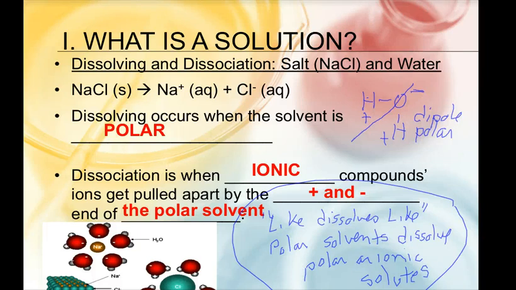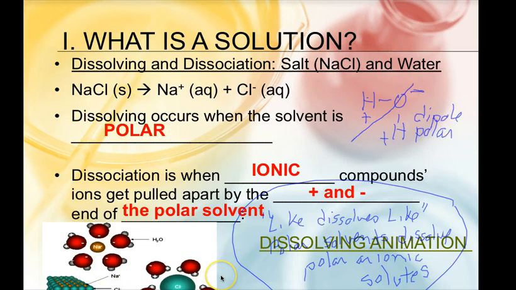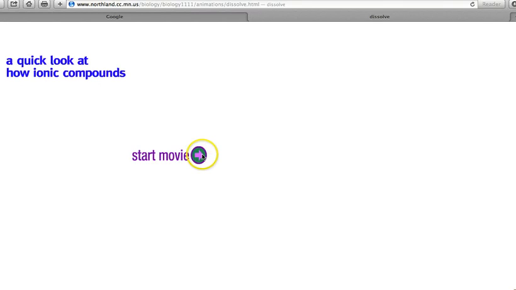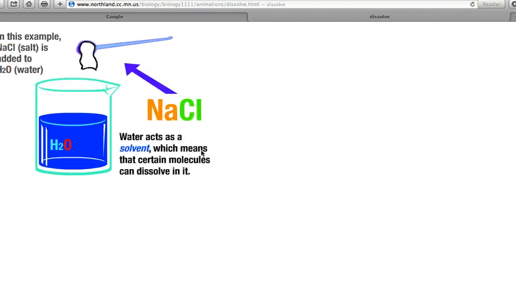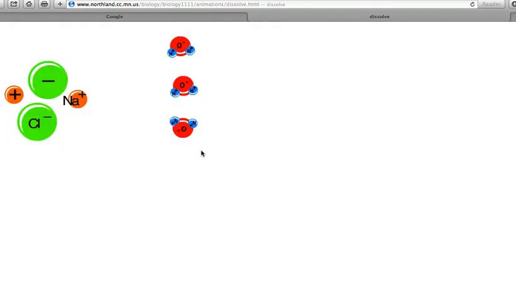You can see this diagram on the left hand side here, and I think there's a little bit of an animation which is a good explanation. So let's take a look at that. There is no sound, so again, you'll have to listen to me. We're going to take some sodium chloride and add it to water. Water is acting as the solvent. And again, we know this is going to dissolve because water is polar.